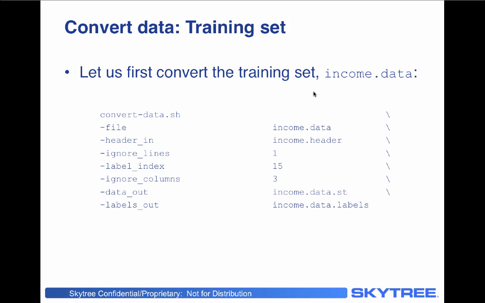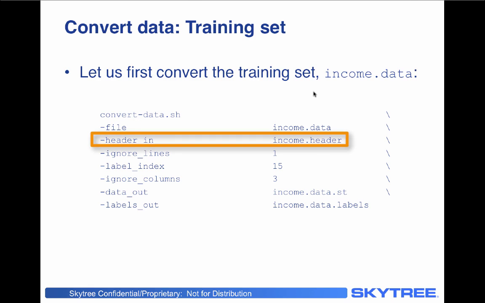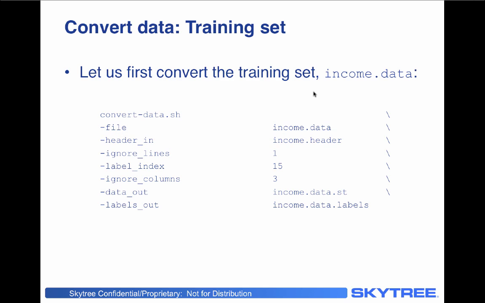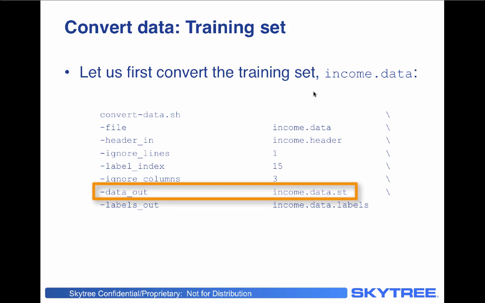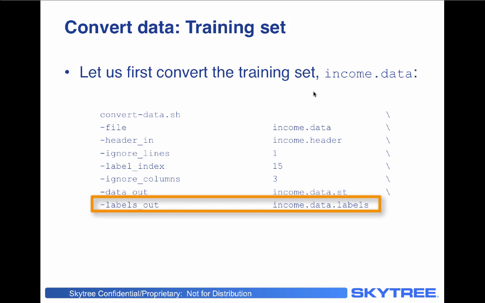So here's a run that converts the training set, which is in the file income.data. As you can see, we specify the file as income.data, and we're specifying the header file that we wrote out using the header in option. And we specify once again the number of lines to ignore, and we specify the label index, and we're ignoring column number 3 in this particular file, and we're writing out the input columns of the data to income.data.st, and we're writing out the labels to the file income.data.labels.